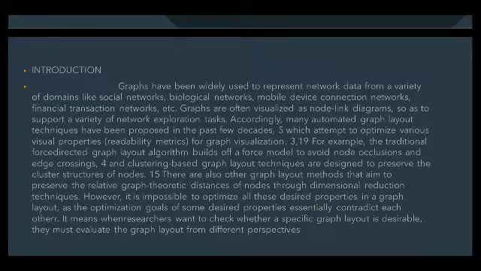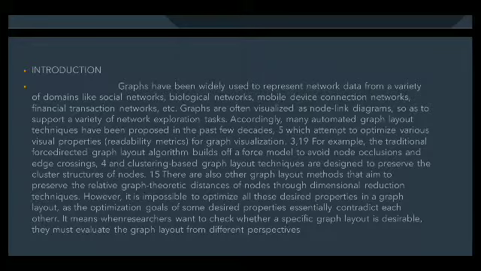For example, the traditional force directed graph layout algorithm builds off a force model to avoid node occlusions and edge crossings. And clustering based graph layout techniques are designed to preserve the cluster structures of nodes. There are also other graph layout methods that aim to preserve the relative graph theoretical distance of nodes through dimensional reduction techniques. However, it is impossible to optimize all these desired properties in a graph layout, as the optimization goals of some desired properties essentially contradict each other.